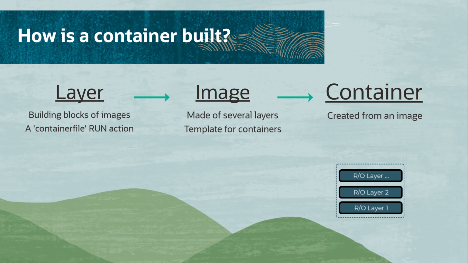Podman uses this image to create a container and adds a read-write layer to the process so the application can work properly. These layers, once downloaded into the Podman cache, can be shared between images and other containers.